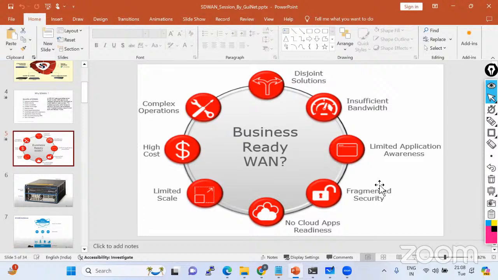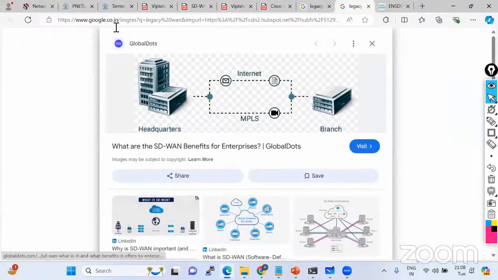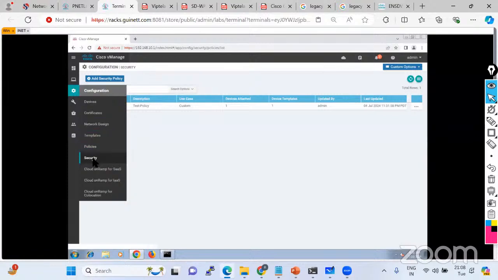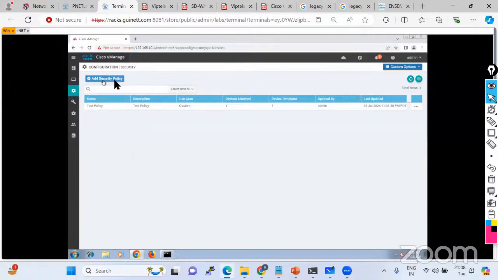No need to purchase an additional box, no need to take an additional license. You just have to buy one solution, and you can do the routing and the security as well. And this is what I was telling you in the security section. Although it's not part of our syllabus, yes, this feature is available here. You can do all the things, whatever you want.